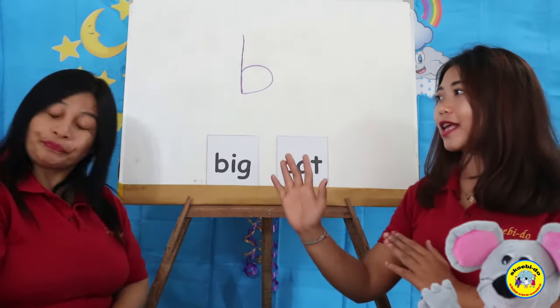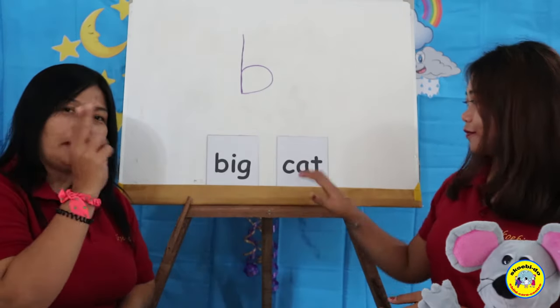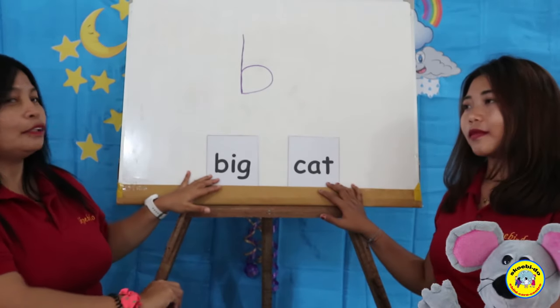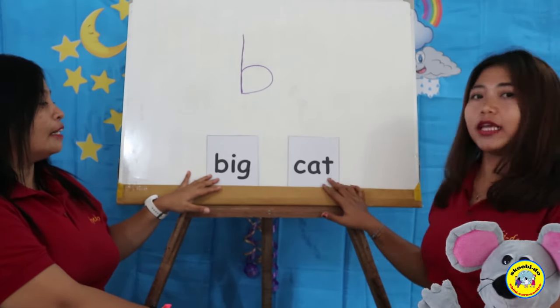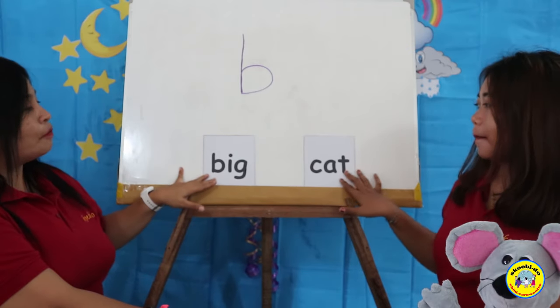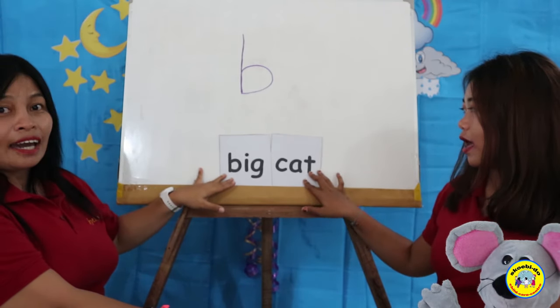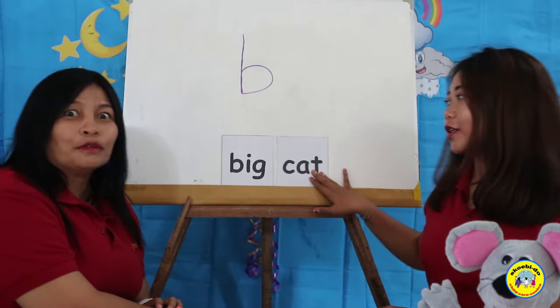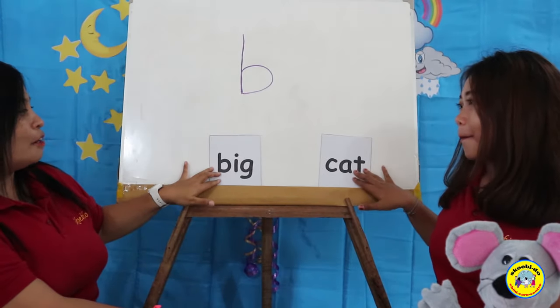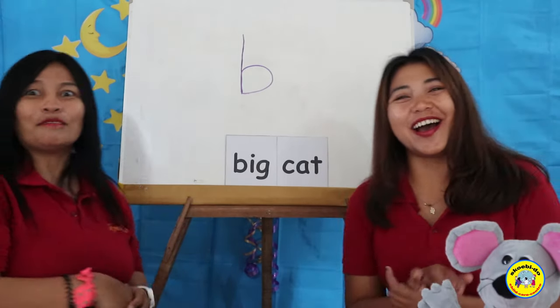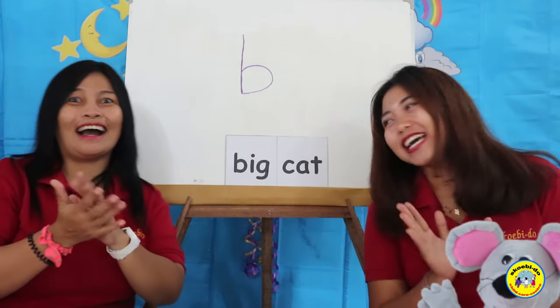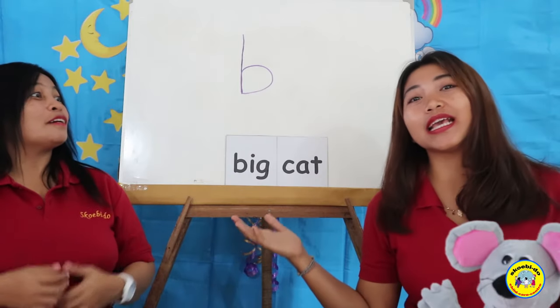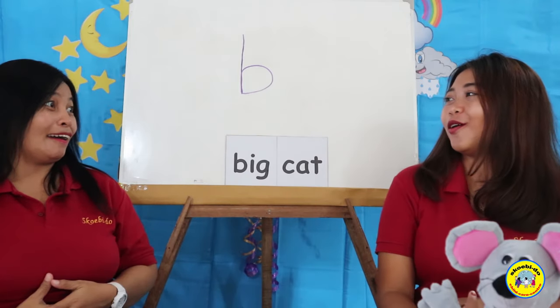Yes. Now let's read together. Make them all together, Miss. 1, 2, 3, go, Miss. Big cat. Big cat. Big cat. Faster. We do faster, Miss. 1, 2, 3, go, ready. Big cat. Wow. Big cat. Yes.